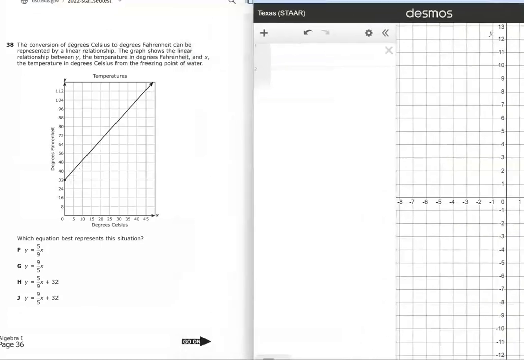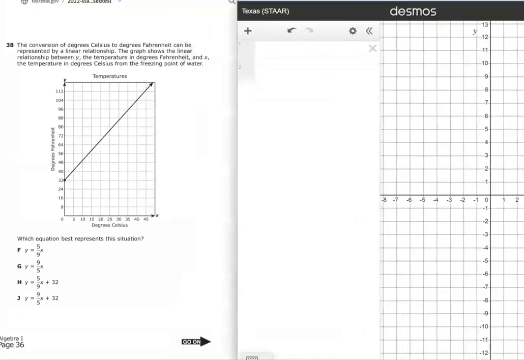The next item that we'll look at is item number 38, and that is on page 36 of the test. This is a conversion from Celsius to Fahrenheit. They have given a graph. The standard for this item actually calls for both the table and the graph. So when you use your practice set, you'll notice there's a table included with the graph. But this particular item, they only included the graph. So they're asking which equation best represents this situation.